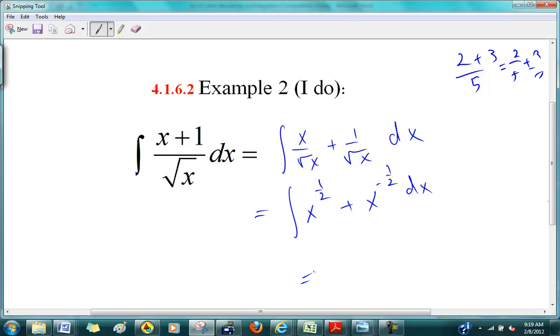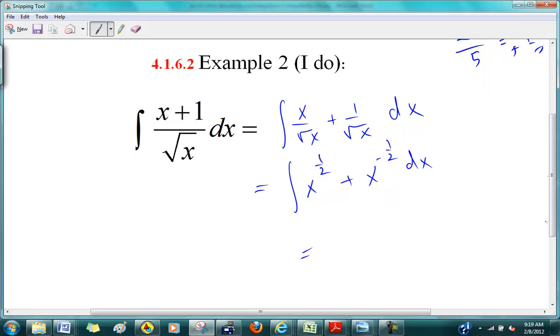And if I use the power rules, what do I get? Well, first of all, give me the coefficient. 2/3. We just did this. And then the next one. 2x to the half plus c.